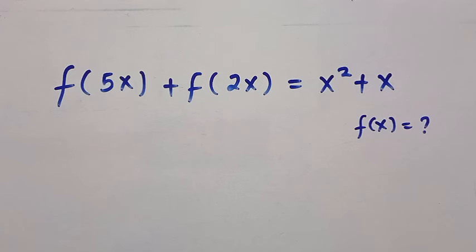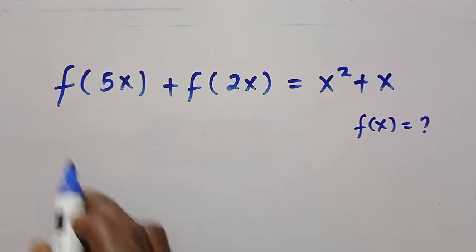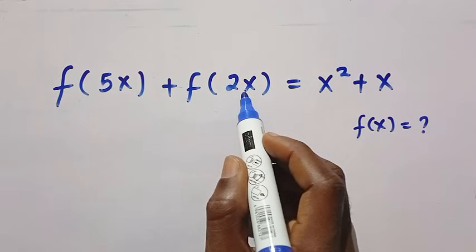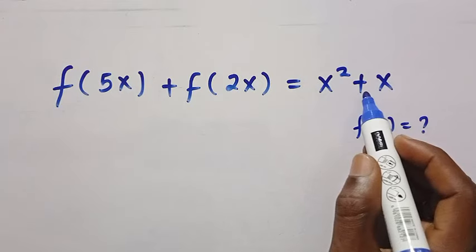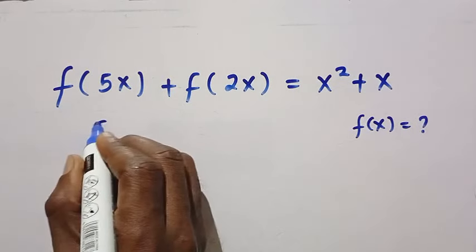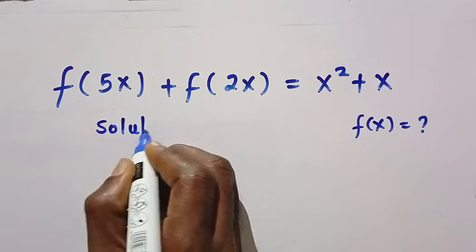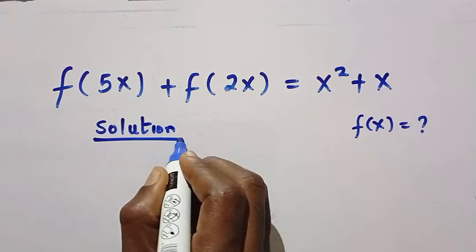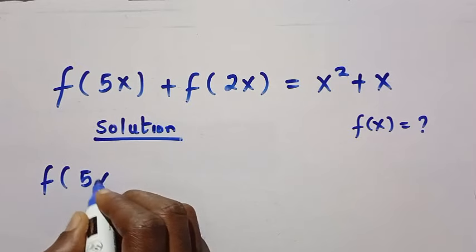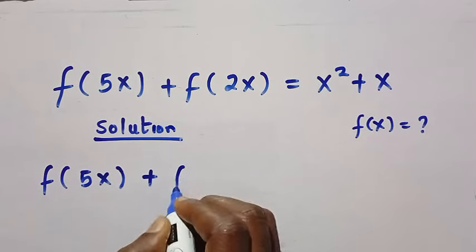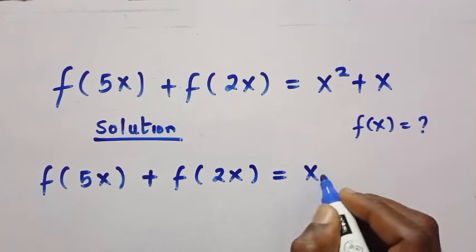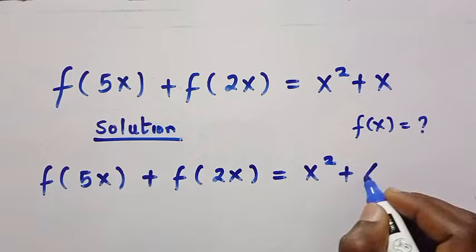How to solve these nice functional equations, given that f of 5x plus f of 2x equals x squared plus x. And what is f of x? So let's solve this by considering the solutions. We're given the equation f of 5x plus f of 2x equals x squared plus x.